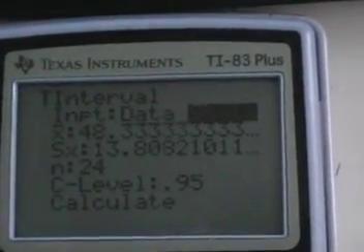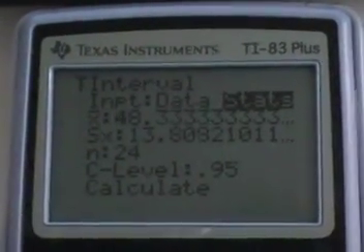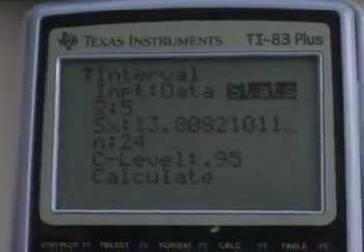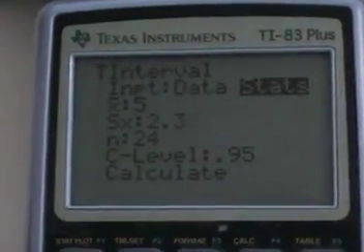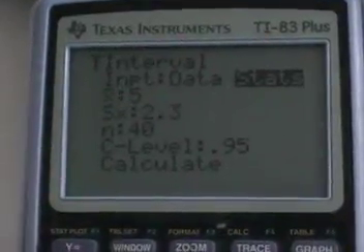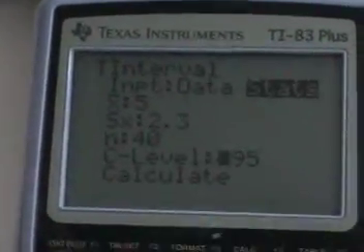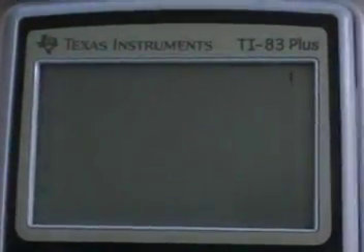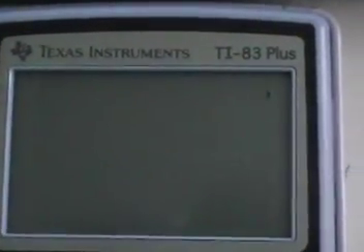Put it on stats because they gave me all the stats. The x-bar sample mean was 5.0, S was 2.3, the sample size was 40, and they want a 90% confidence interval. So put 0.9 for that. Calculate. At the very top, it'll give you the confidence interval.